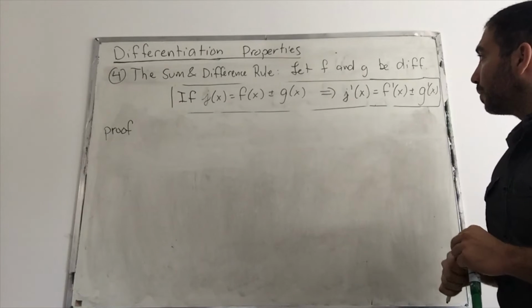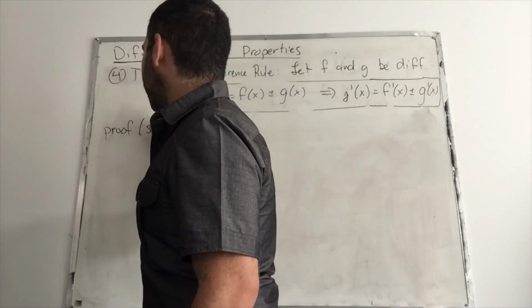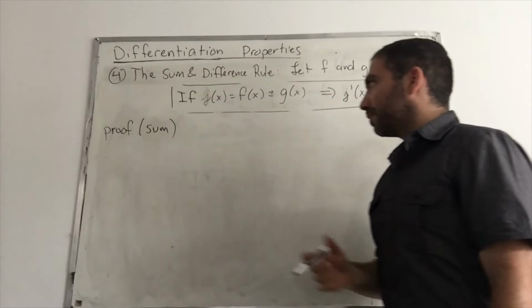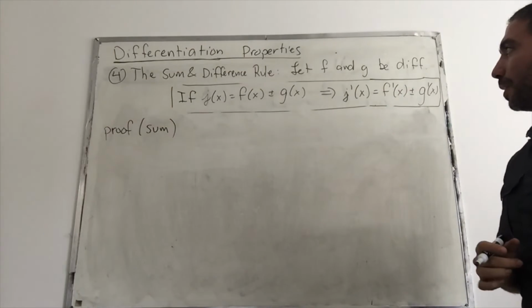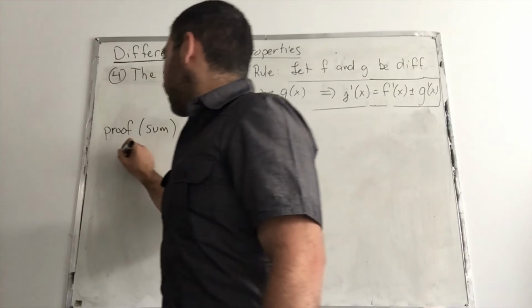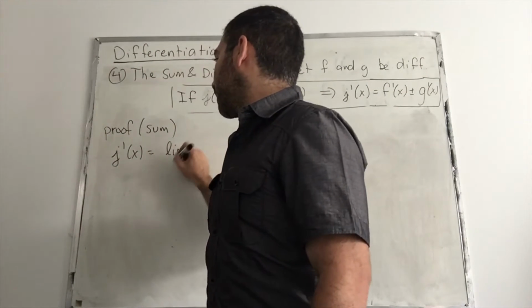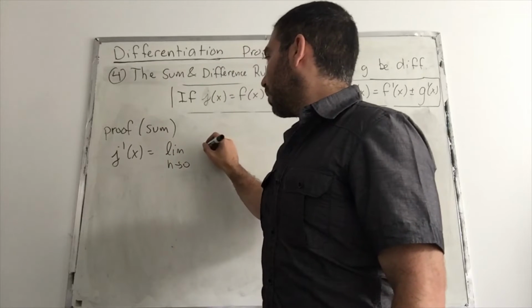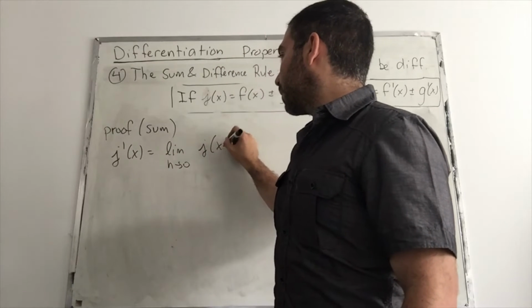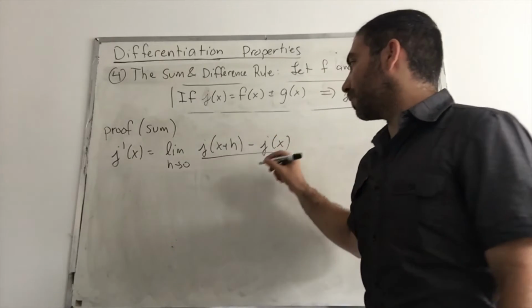So let's look at the proof. For the proof, I'm only going to do the positive case, the sum. The difference is the exact same procedure, so you'll be able to do that on your own. So for the sum, let's start off with our definition. So j prime of x. By definition, this is the limit as h tends to 0 of j of x plus h minus j of x, all this over h.